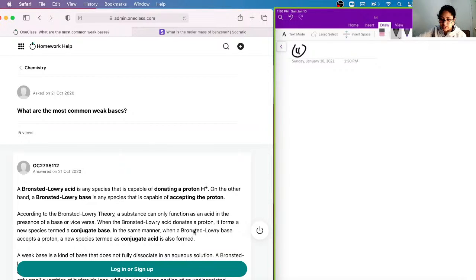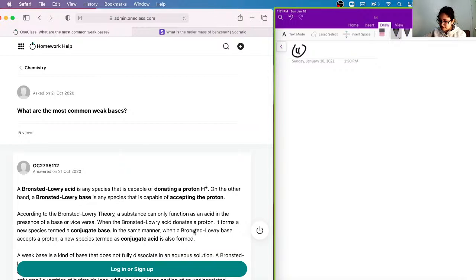Okay. So our next question says, what are the most common weak bases? And so, to first address weak bases, we should first state where the notion comes from. Basically, we call bases and acids from Bronsted-Lowry theory.